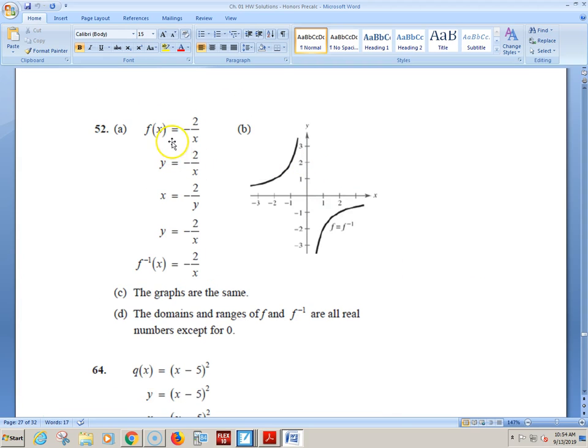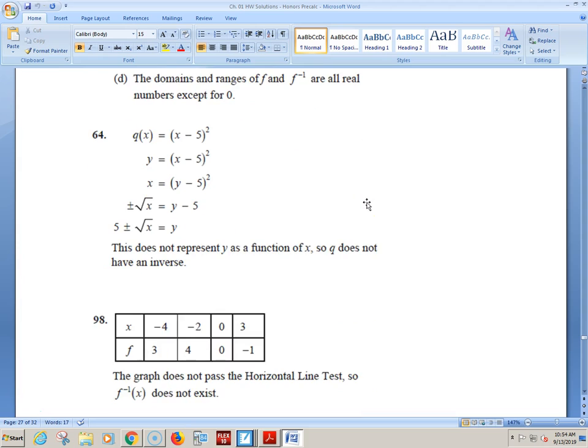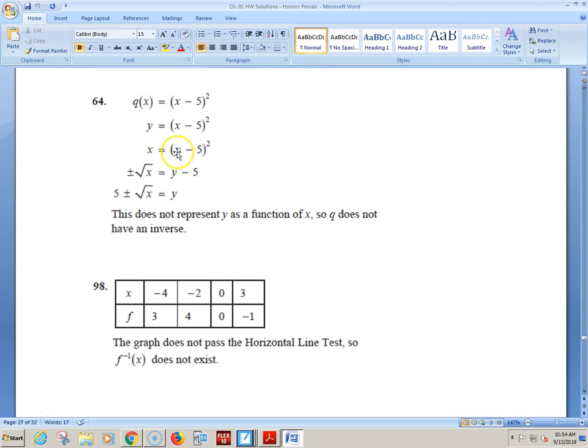But wait, did you guys see a pattern? Do you guys notice a pattern between this guy and the other guy? Aren't they both reciprocal functions? Interesting. Number 64, switch x and y, solve for y. Now, did you realize it was a plus or minus square root?